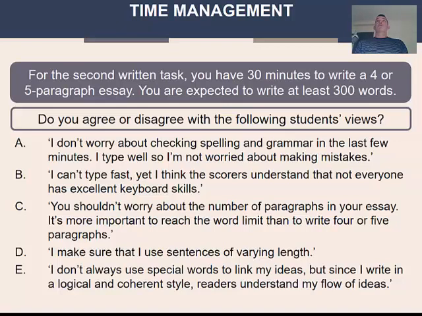Now, another thing that students worry about, of course, is their time management because they're working under pressure and within the time limit. So for the second written task, where they have 30 minutes, you must enforce the plan, you must enforce the template, but get them talking about other people's views. Again, I've invented these here.